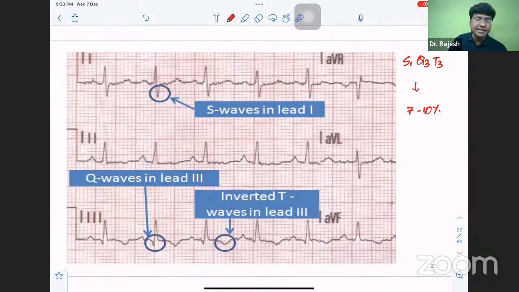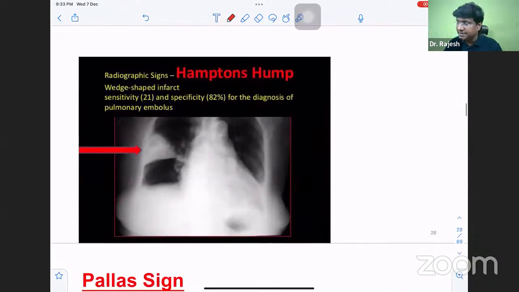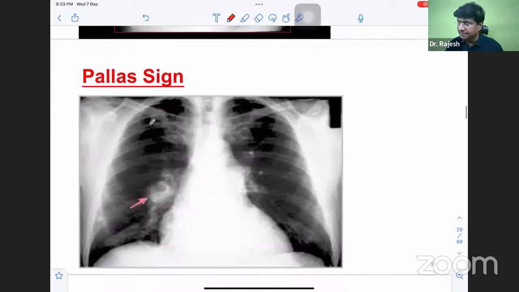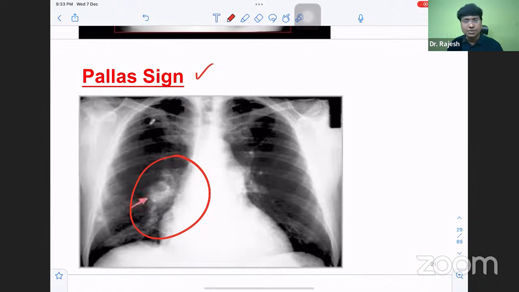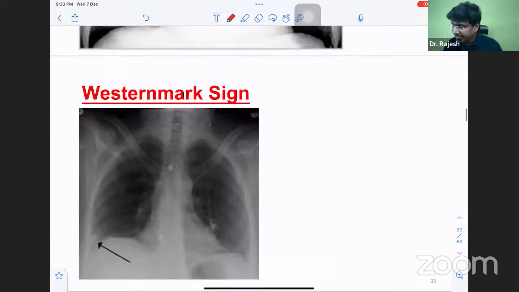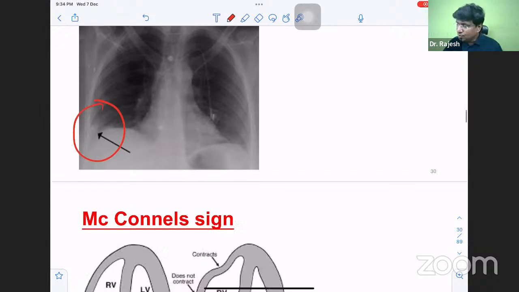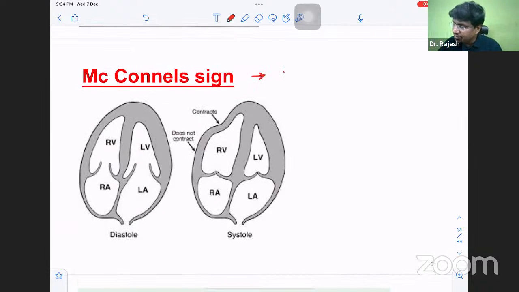And the next important is the X-rays, which are very important in pulmonary embolism. The presence of a wedge-shaped infarct is nothing but Hampton's hump, which can be seen in pulmonary embolism. Presence of enlarged right descending pulmonary artery in pulmonary embolism is called the Palla sign. And next important is the focal oligemia in the chest X-ray in case of pulmonary embolism, which is called the Westermark sign. And 2D echo is also very important in case of pulmonary embolism.